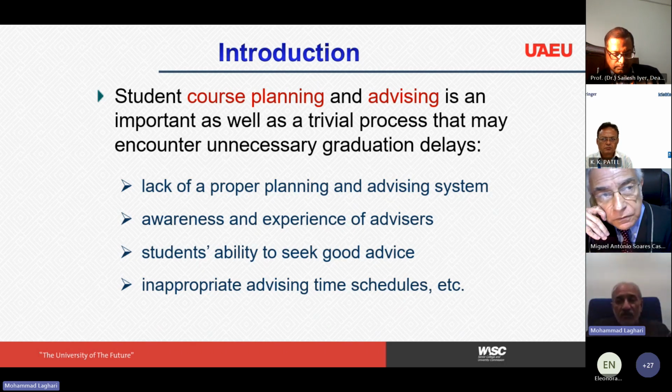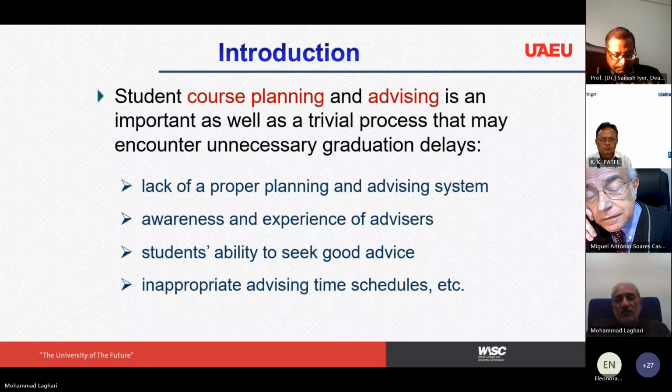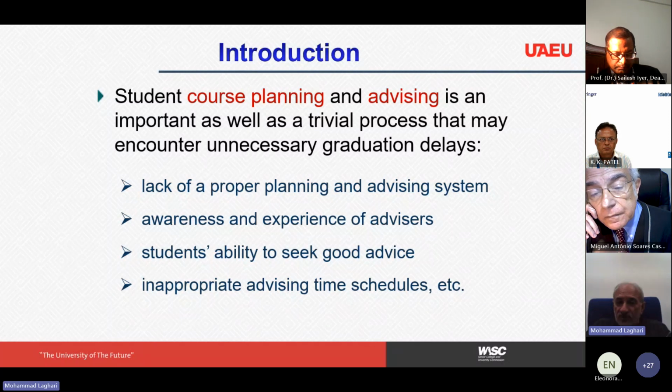They miss the guidelines for choosing courses precisely at the right time. The delays are because of a lack of a proper planning and advising system. Then there is the awareness and experience of advisors. Because of some turnover, new advisors are getting students, and even those advisors are not aware of how the courses should be selected. Then there is the students' ability to seek good advice.